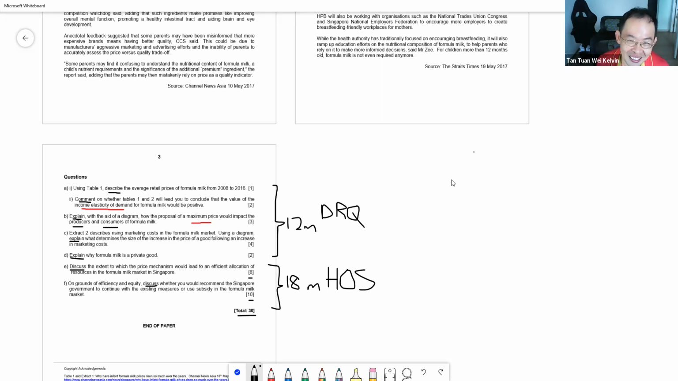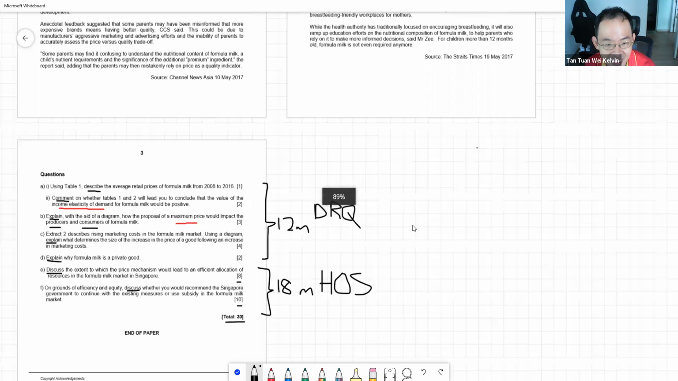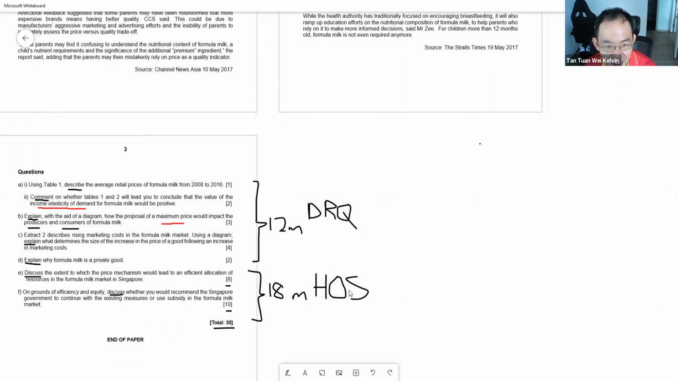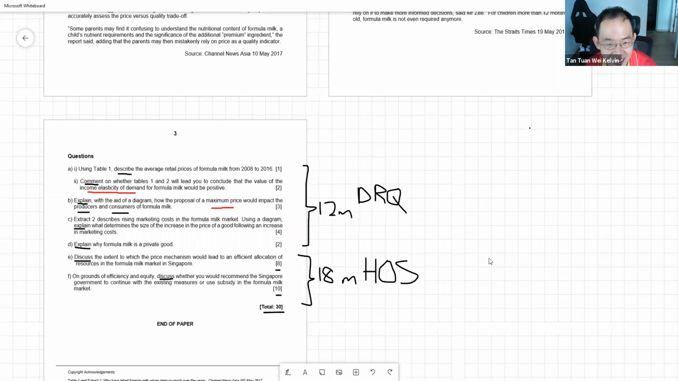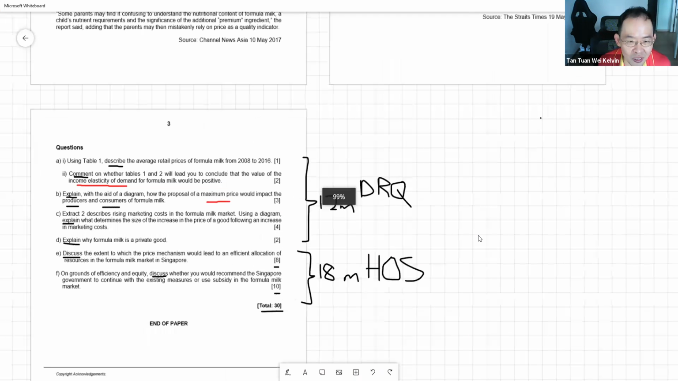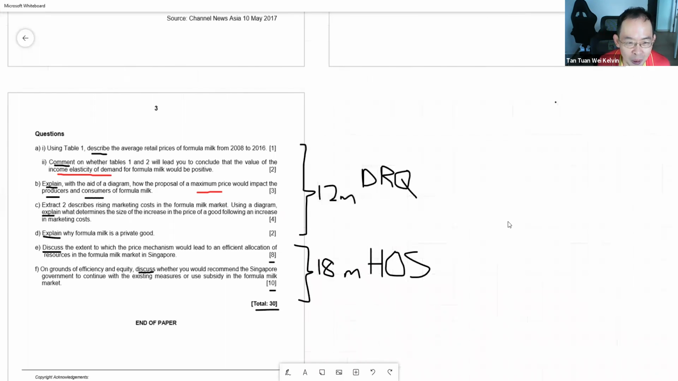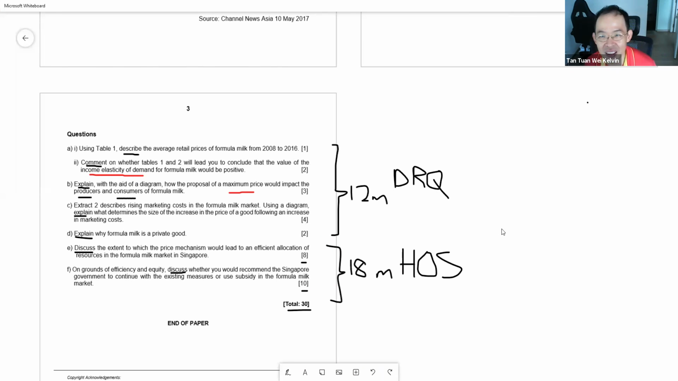So this is how you can use the question to hopefully give you a clue what you must say. However, there will be some questions where the concept will be hidden. So let's look at part C, question C. Can you see? For part C, they didn't spell out what econs concept explicitly. So how do you know what econs they are trying to test you for part C?